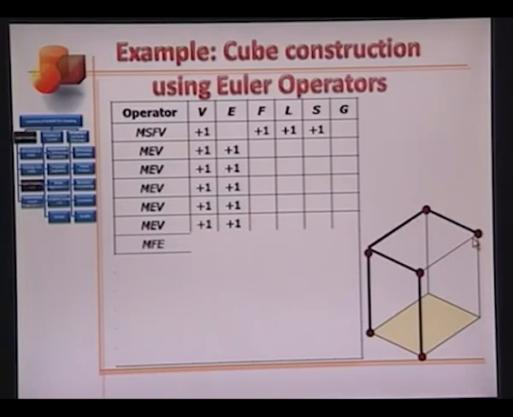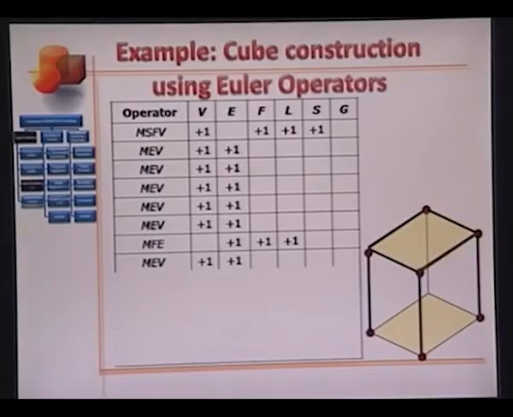Once again, now make a face and an edge. The number of edges increase by 1, the number of faces and the number of loops both increase by 1. We have introduced the top face and the rightmost edge on the top face. Make an edge and a vertex. Introducing a vertex and an edge at the rightmost corner of the cube.